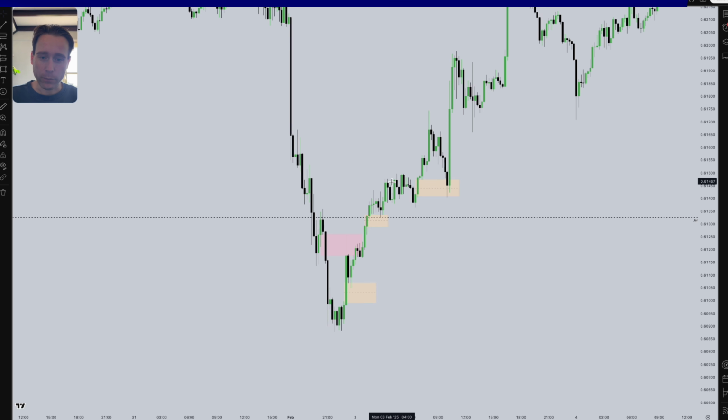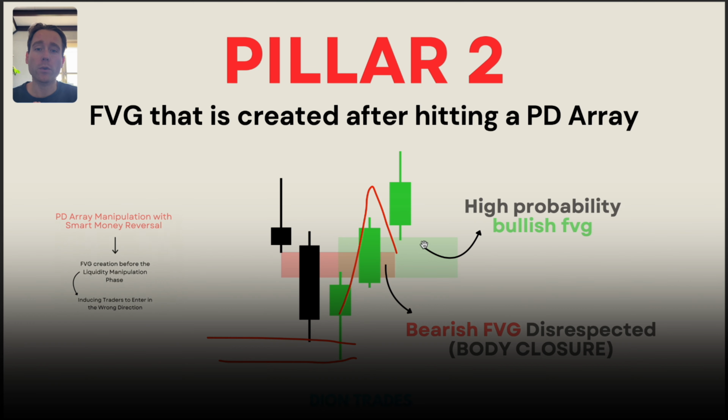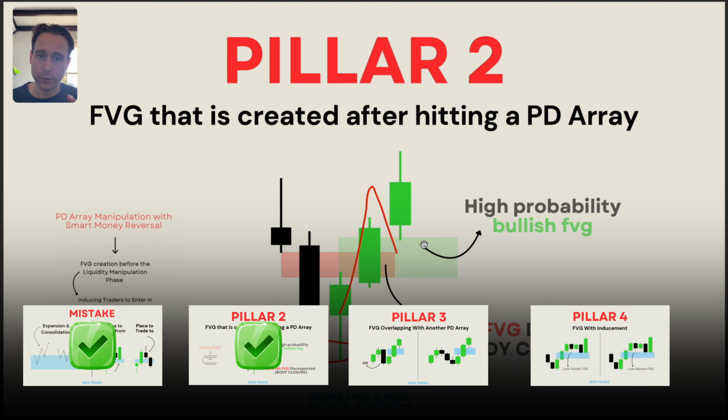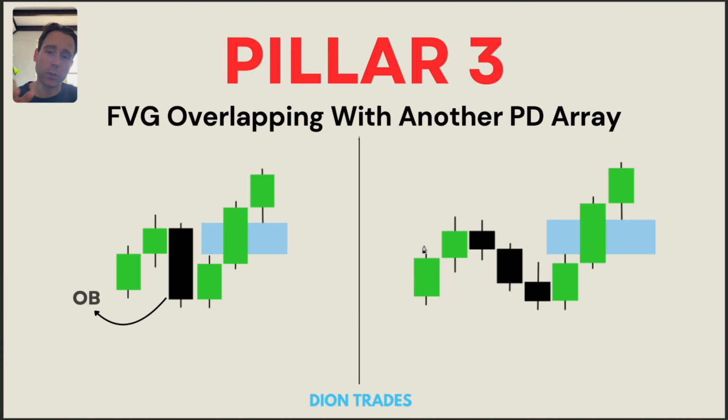And this V-shaped recovery, aggressive sells, aggressive buys, is one of the most powerful ways to spot a high probability fair value gap. Now you know how to use that smart money reversal with the high probability fair value gaps, with the liquidity manipulation phase, smart money reversal. It's very important to not only rely on fair value gaps. So pillar 3 focuses on that, combining fair value gaps with other PD arrays.